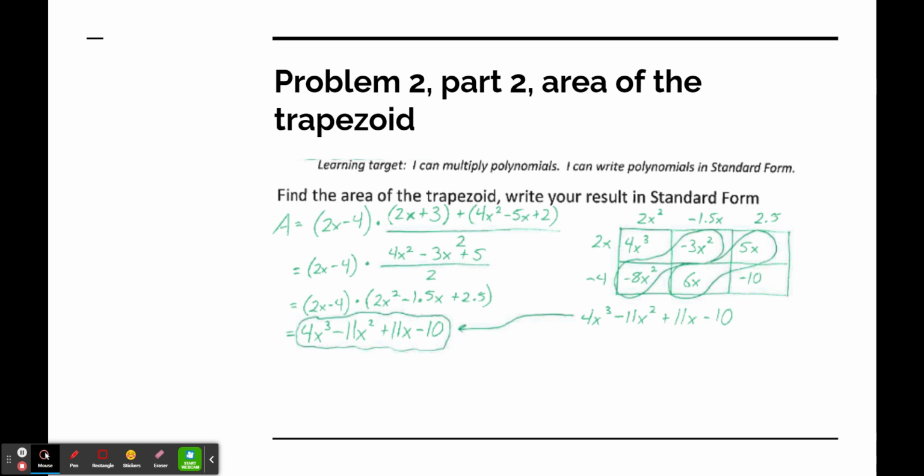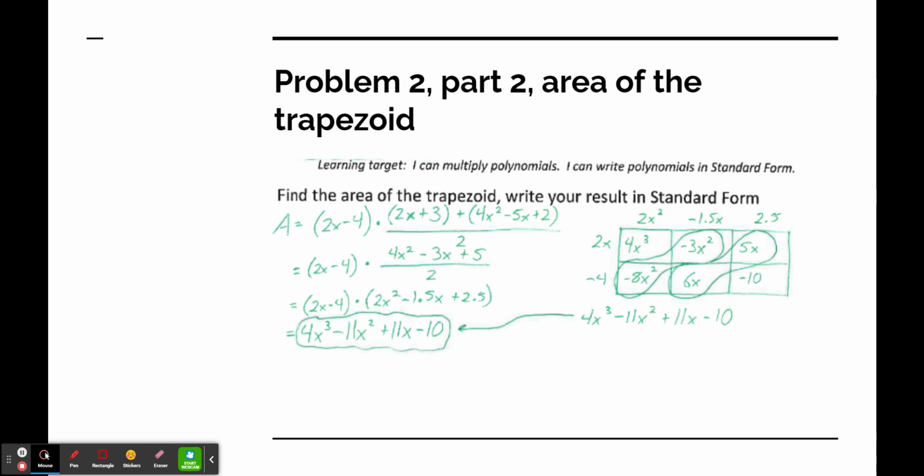Okay, so answer for this one. There's a lot of work shown here, but let me take you through it step by step. So following order of operations. That first step there, A equals all this stuff. What's on the top of that fraction bar, those were the two bases, the two flat ones on top and bottom. So I added those together. That next step there, 4x squared minus 3x plus 5 is what I get from combining like terms. And then from that step to the next one is where I divided by 2.